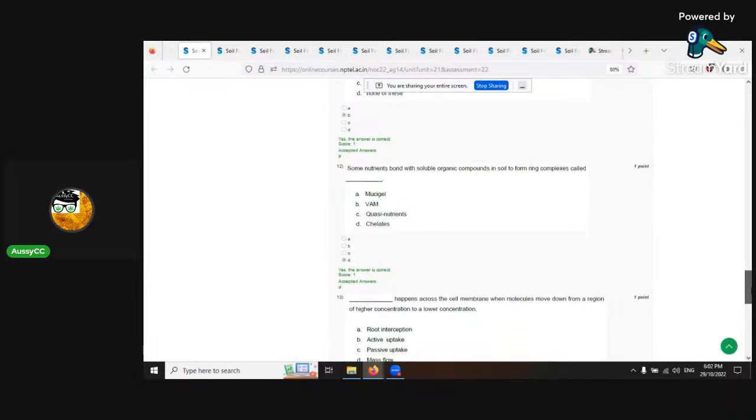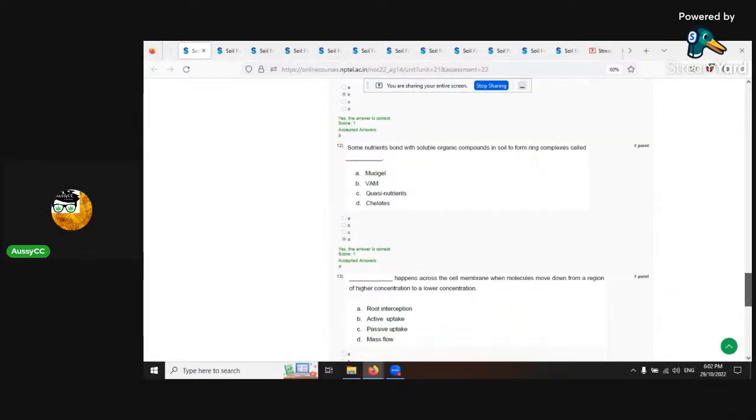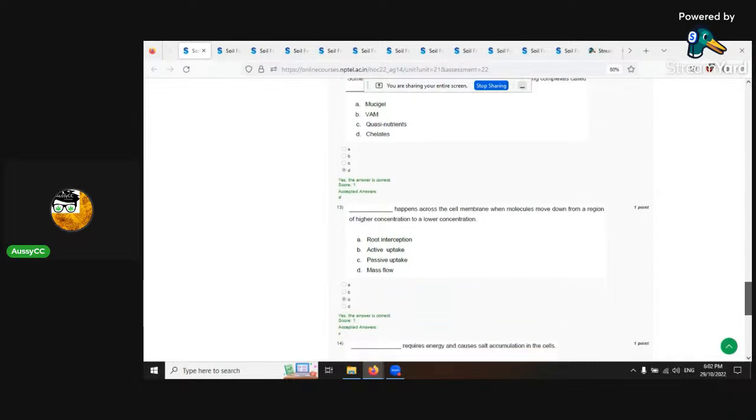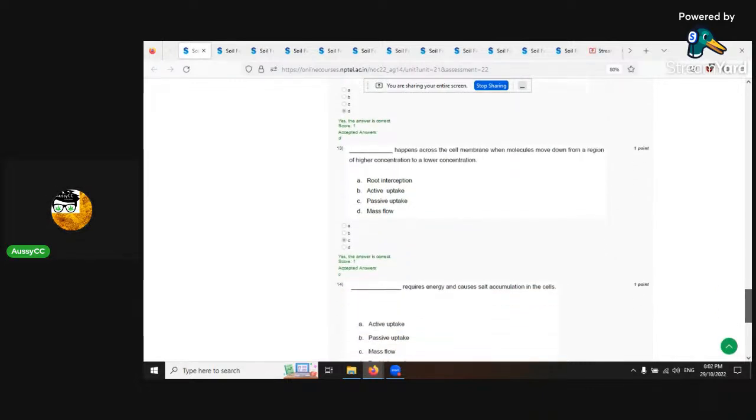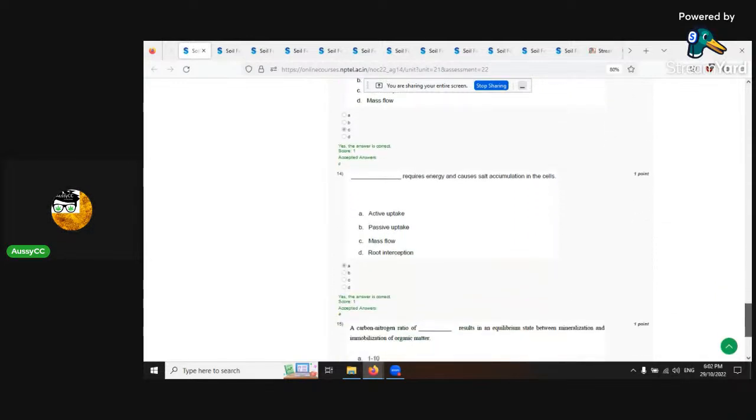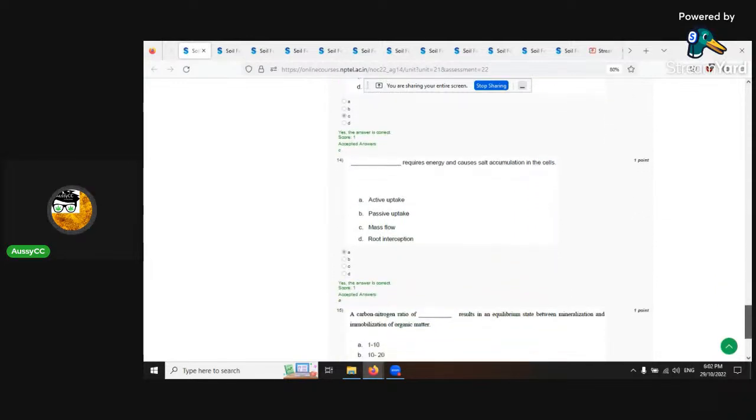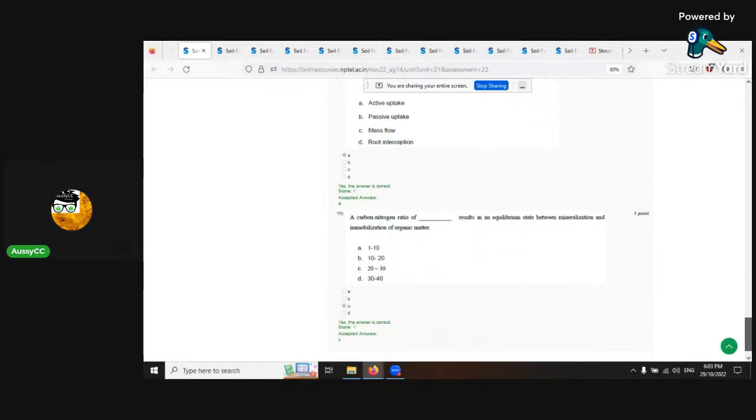Something happens across cell membranes. That's passive uptake, because active needs energy. Oh, it requires energy. Active uptake requires energy. There you go, just like active subwoofers. The carbon-nitrogen ratio that results in equilibrium: you want an equilibrium of 20 to 30. So 20 there, C.